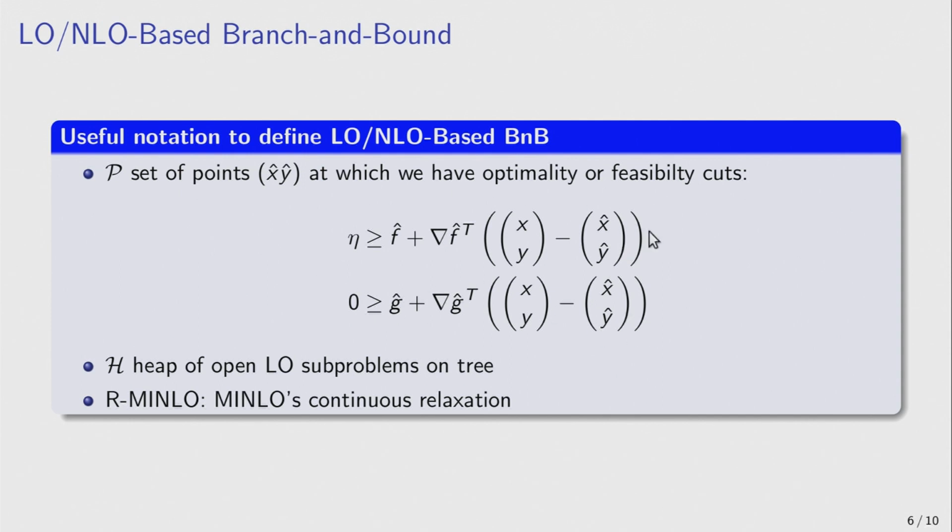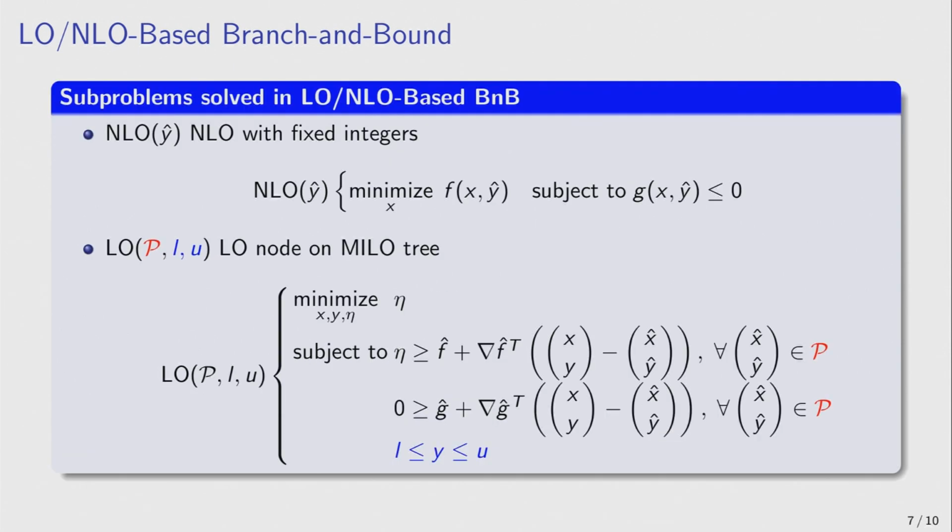The cuts that we're using for now are the outer approximation cuts, or the first order Taylor expansion about the point x hat. So that's the set P of points. I'm also going to have a set H, that's the heap of open linear optimization subproblems that are on my tree. And then I have one more little piece of notation, which is R min low, the continuous relaxation of a mixed integer nonlinear optimization problem. But you don't need to remember that. You need to remember P for points and H for heap. R min low will only appear once.